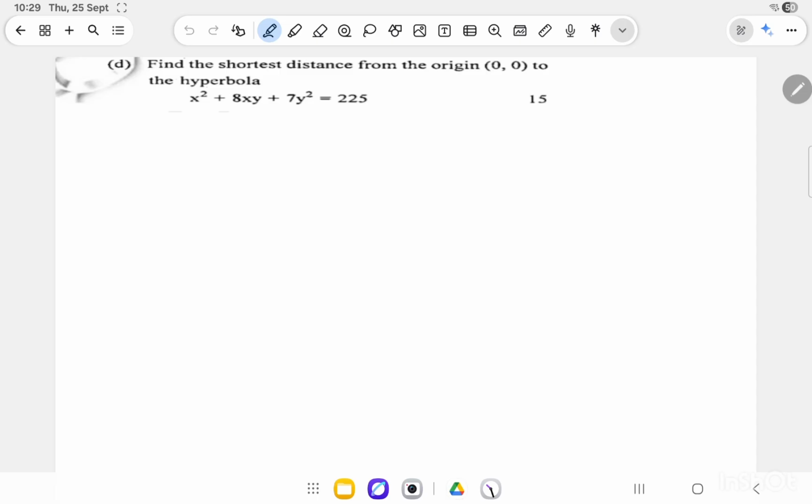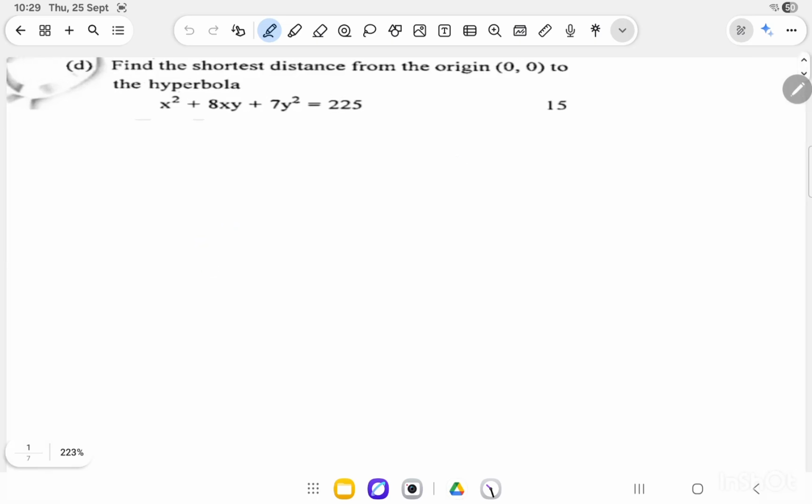So in this question, we are supposed to find the shortest distance from origin to the given hyperbola. So let us assume that point x comma y on the given hyperbola be at shortest distance from origin.